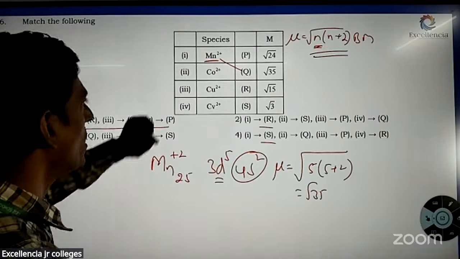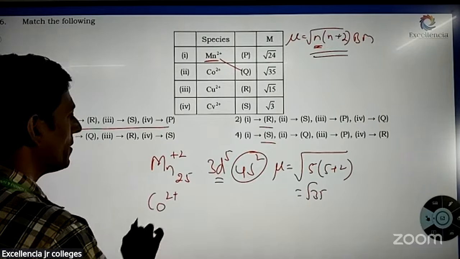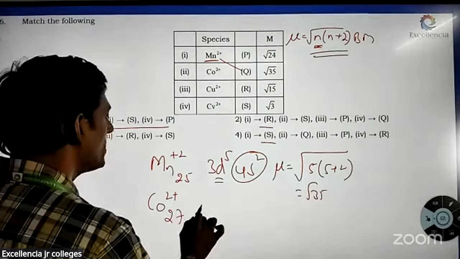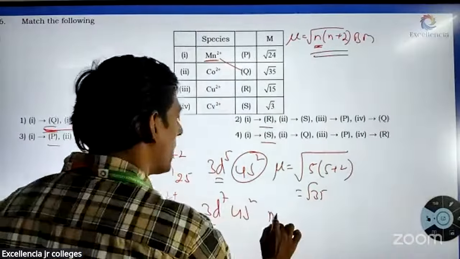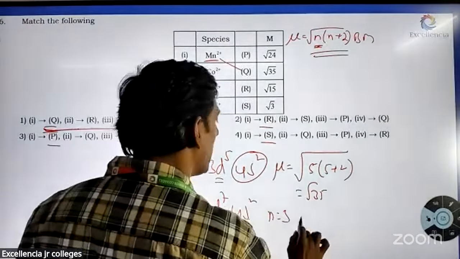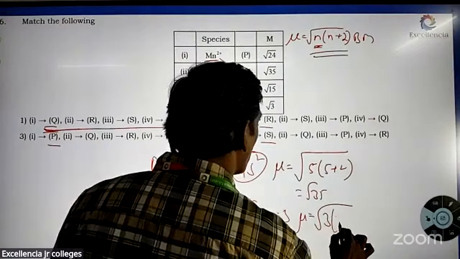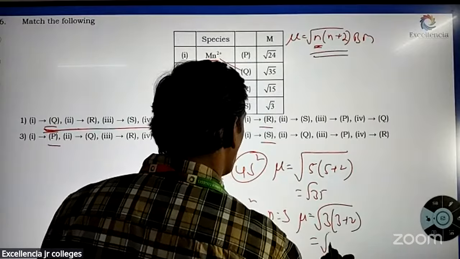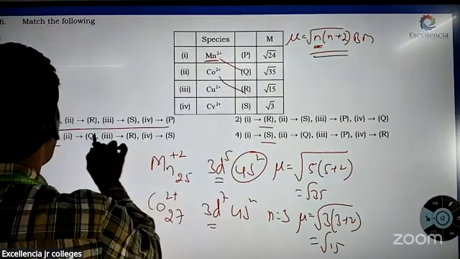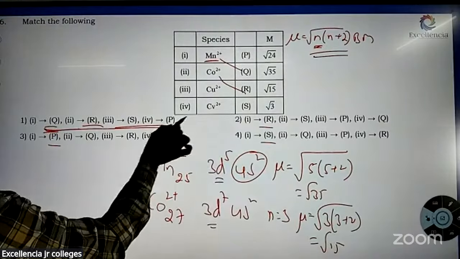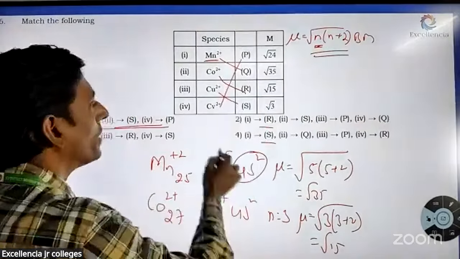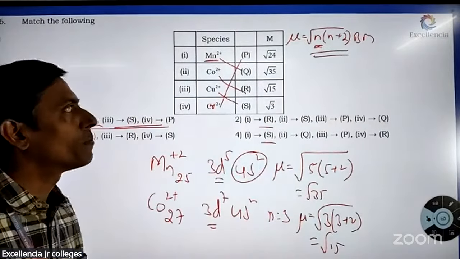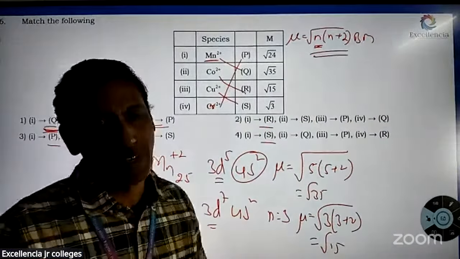Okay, we'll cross-check the second one. Cobalt 2 plus is given. So how much? 27. So 3d7, 4s2. So d7 means how many unpaired electrons? 3 unpaired electrons. Mu is equal to root of 3 into 3 plus 2, so root 15. So R. That's all over. Okay, the other one is S. Third one is S, and fourth one is P. Chromium 2 plus has 4 unpaired electrons, root 24.